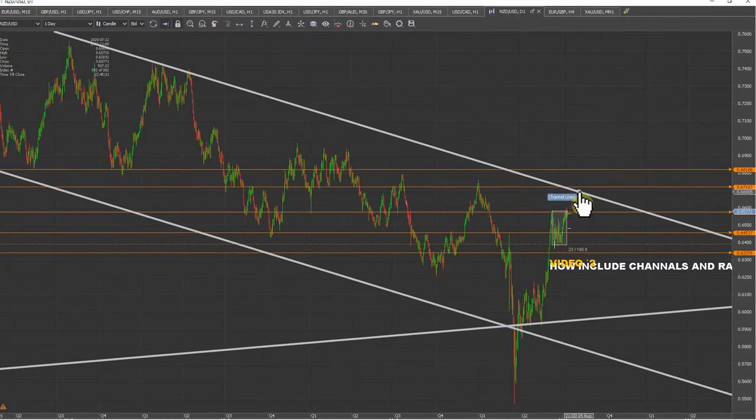So if we don't make 67167 later today, then we'll make 0.6700 on the handle. Okay, because this is where the market's playing.